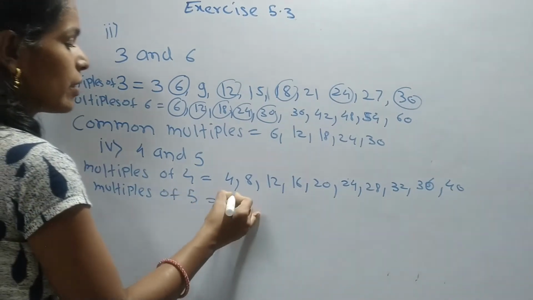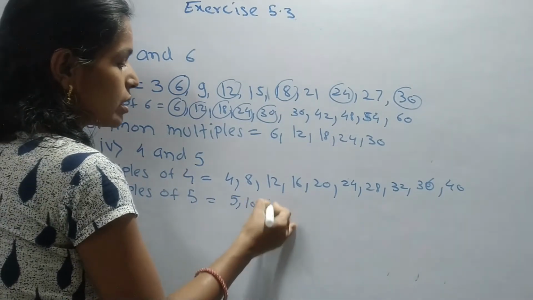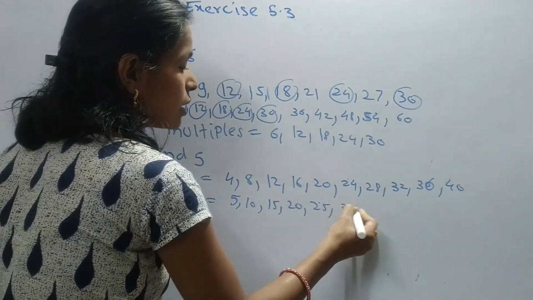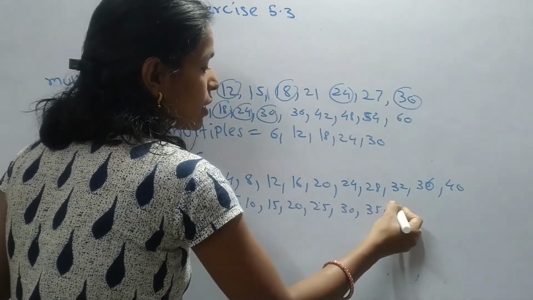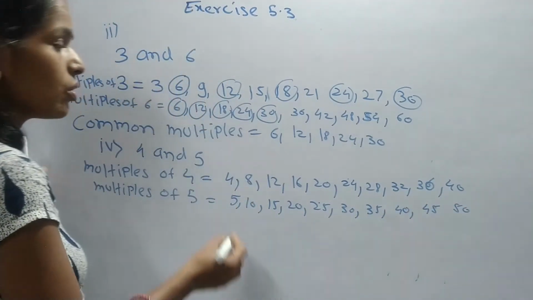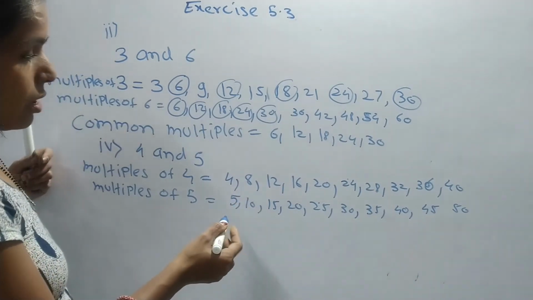What are the multiples of 5? 5 ones are 5, 5 twos are 10, 5 threes are 15, 5 fours are 20, 5 fives are 25, 5 sixes are 30, 5 sevens are 35, 5 eights are 40, 5 nines are 45, 5 tens are 50. These are the first 10 multiples of 4 and 5.